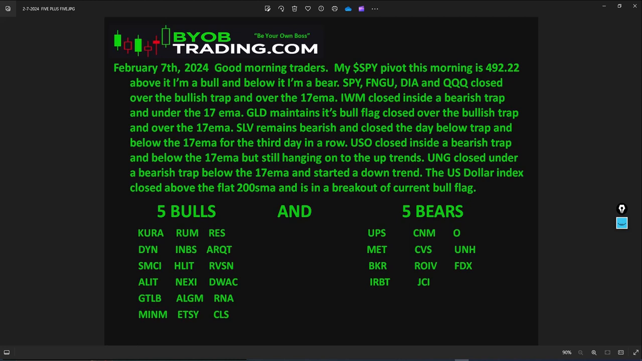My SPY pivot this morning is 492.22. Above it, I'm a bull. Below it, I'm a bear.